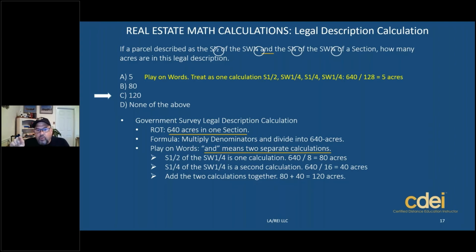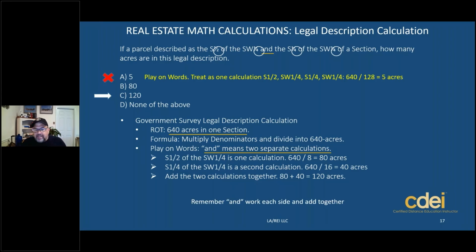and you can see you get 128 in this statement right here, this play on words statement. 128 into 640, you get 5 acres. That's the wrong answer if you selected that, because they read right through the word A-N-D, or "and." Remember, that word "and" is 2 separate calculations, okay?